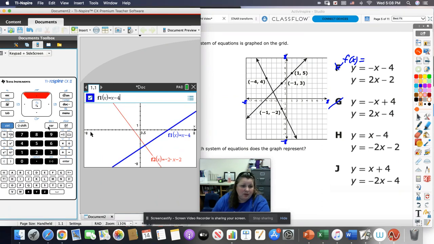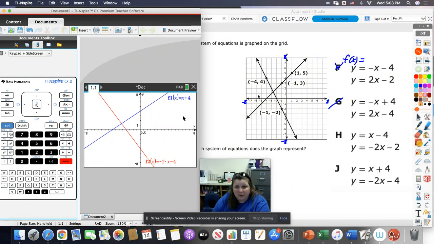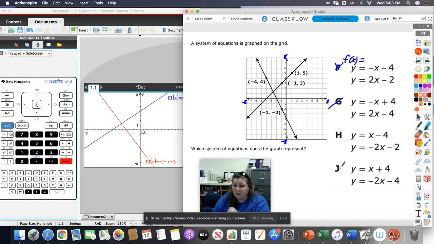Tab. This says x plus 4 in the first one, and the second one is negative 2x minus 4. Enter. And there I can see they match. All right. The two graphs match. There's my answer. So again, keyword here is represents. Which one is exactly the same? That's a represents. But it's still a system of equations because there's two equations.